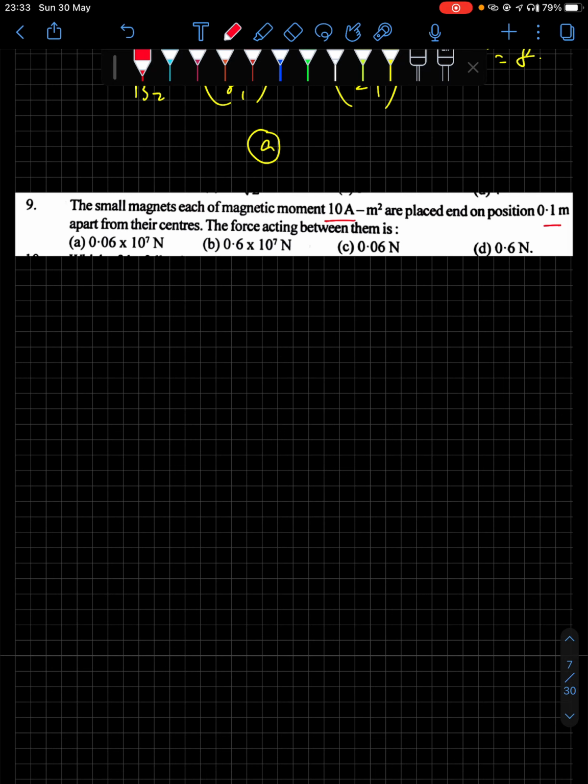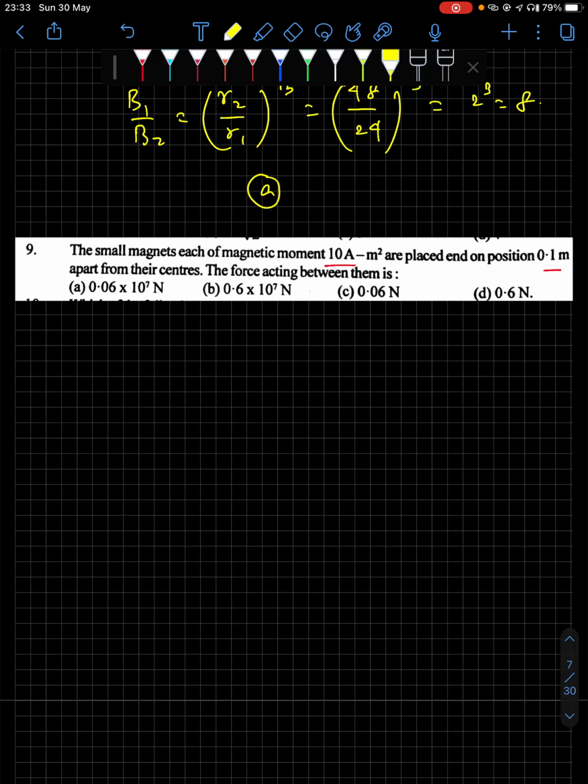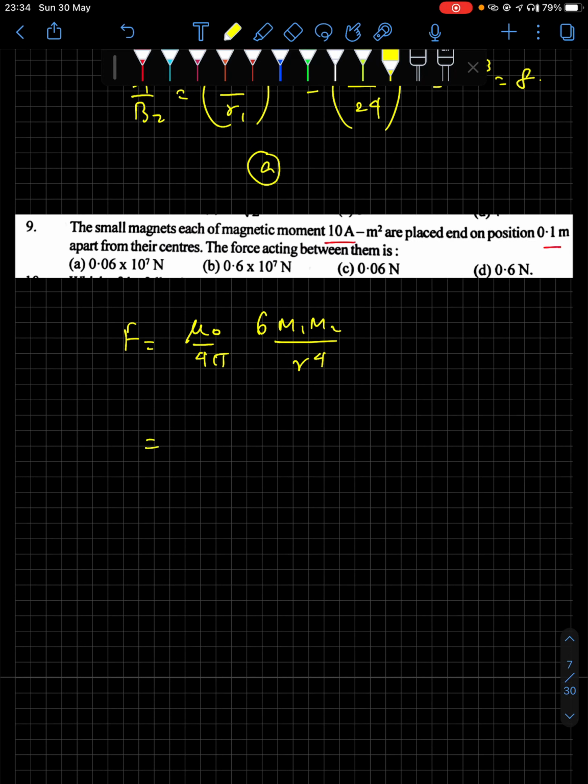to each other. Okay, so in this case also we'll be using the previous relation, like F equal to mu naught by 4 pi, 6 m1 m2 by r to the power 4. Okay, this is a direct question. You don't have much complications here. So F equal to mu naught by 4 pi 6 m1 m2 by r to the power 4. So what is the value for mu naught by 4 pi? It is 10 to the power minus 7, right?